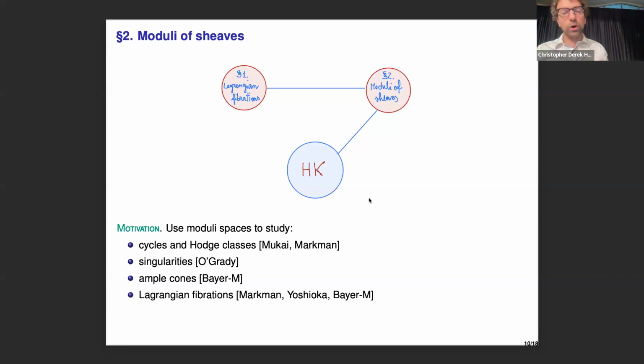And then, ample cone: we have a result with Arend a few years ago, so you can use moduli spaces to understand ample cones. And finally, even to prove the theorem that the Lagrangian fibration exists, the moduli structure is helpful. This is a result by Eyal in the case, for example, of K3^[n] type, or Yoshioka in the case of Kummer type. Okay, so let's go.